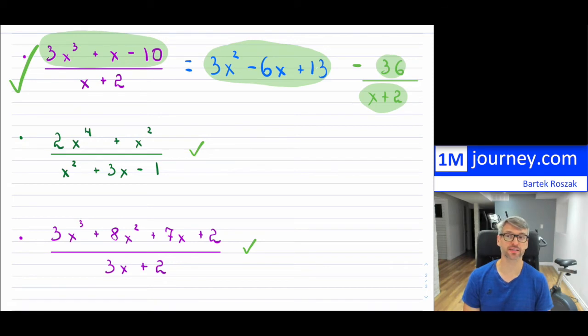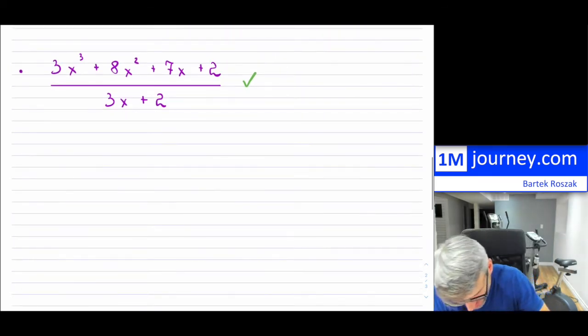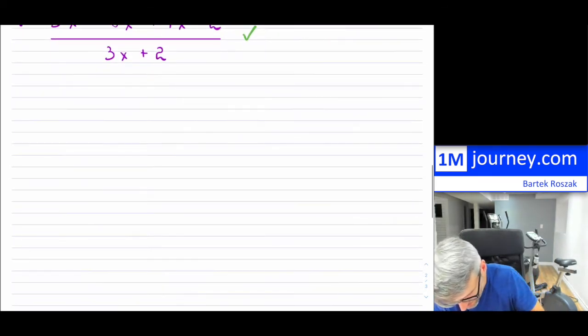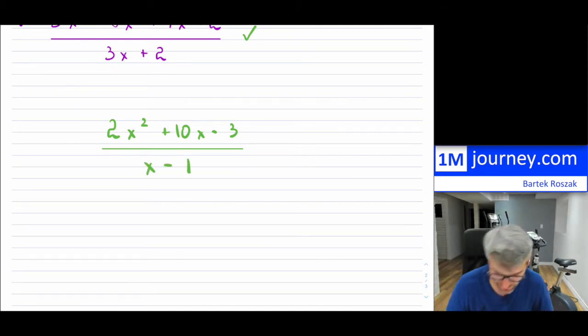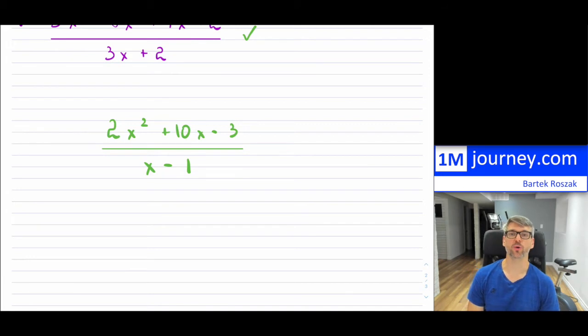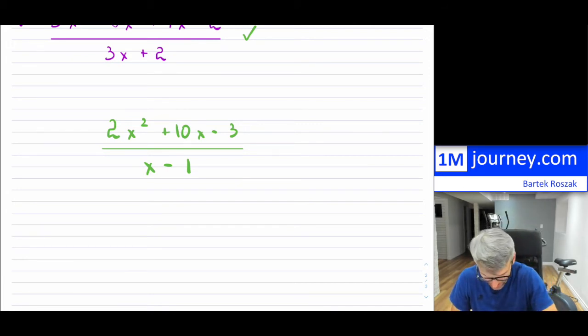Let's try another example. I'm going to make it up as we're going through. Let's say I have 2x squared plus 10x minus 3 divided by x minus 1. Now we want to go ahead and do this long division. The first thing I check is that this is of second degree, or second order, and this is of first degree.